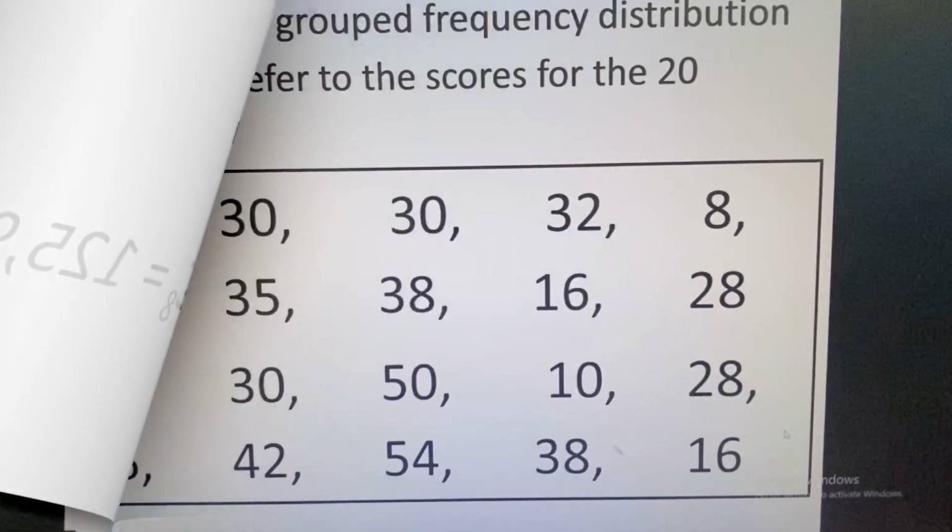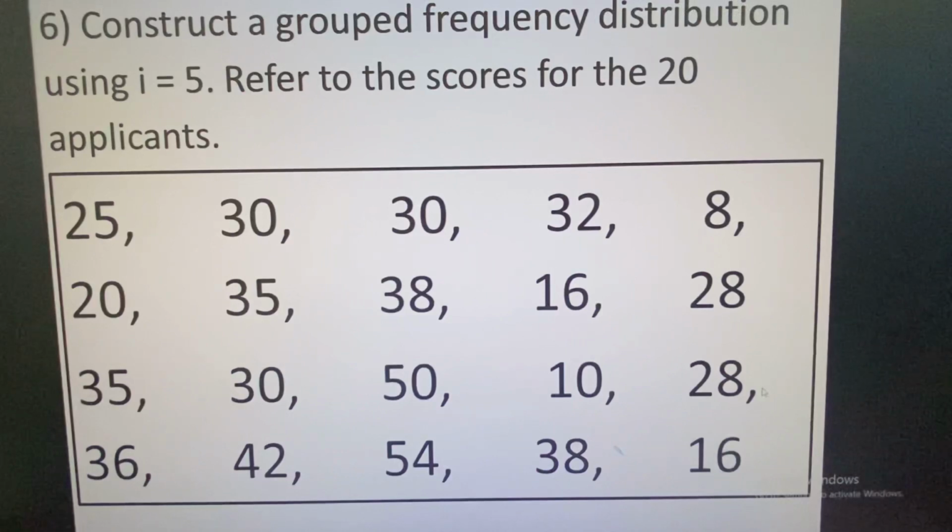Okay, question number 6. Next is construct a group frequency distribution using i equals 5. When you say i equals 5, this is the interval. Refer to the scores for the 20 applicants. So this is now the given scores. So we have 25, 20, 35, 36, 30, 35, 30, 42, 30, 38, 50, 54, 32, 16, 10, 38, 8, 28, 28, 16. Now, here is the solution.